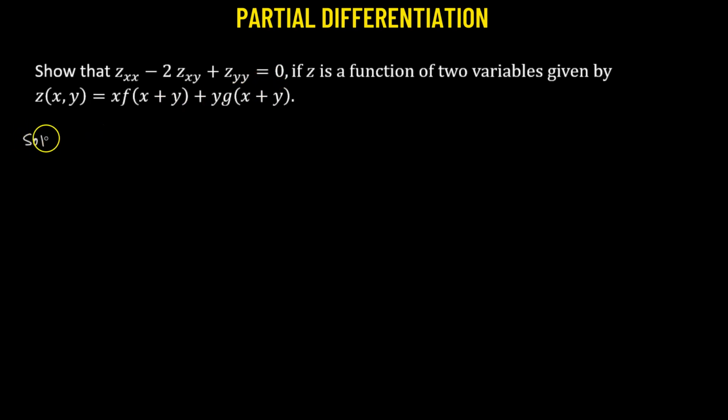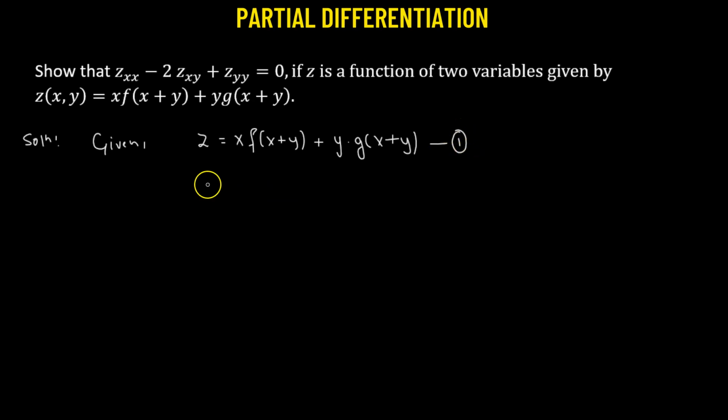So let's begin. Here we have the given function z, which equals x times f of x plus y plus y times g of x plus y. Let's label this as number 1. We'll take the partial derivative of our function z with respect to x.